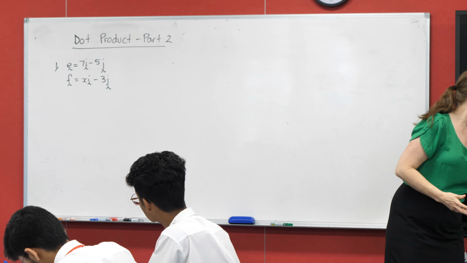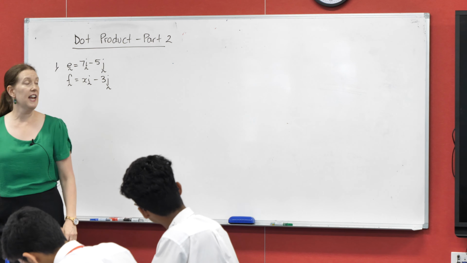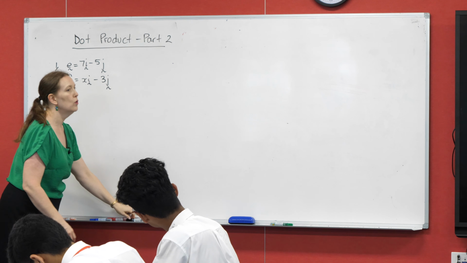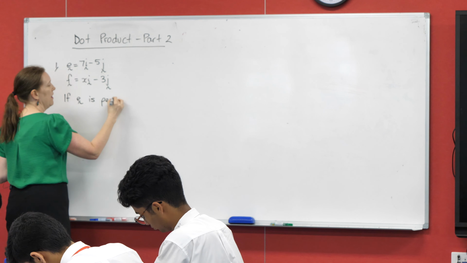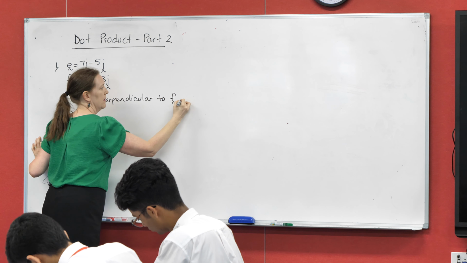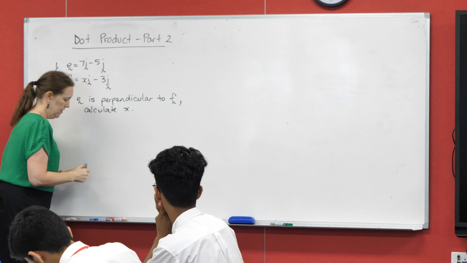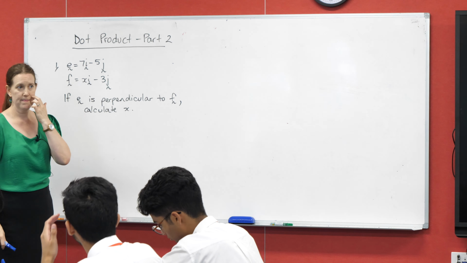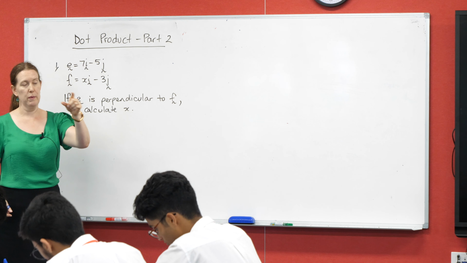In this question, we are given two vectors E and F, and there is an unknown in our vector F. We are told if vector E is perpendicular to vector F, calculate X. This one's a fairly straightforward application of our dot product. Who would like to have a go? And which version of the dot product are we dealing with?